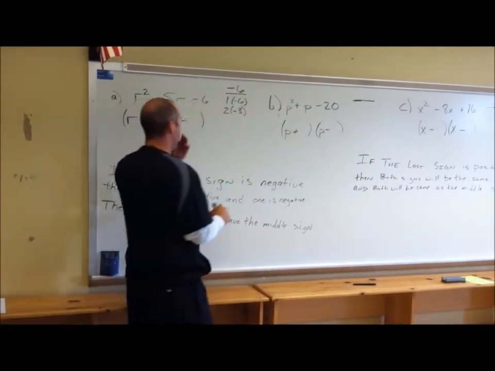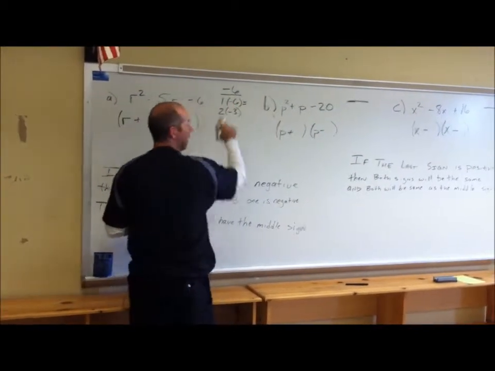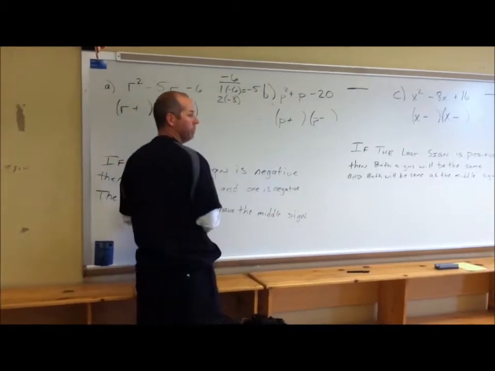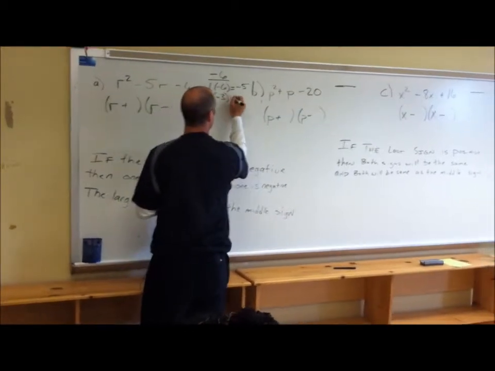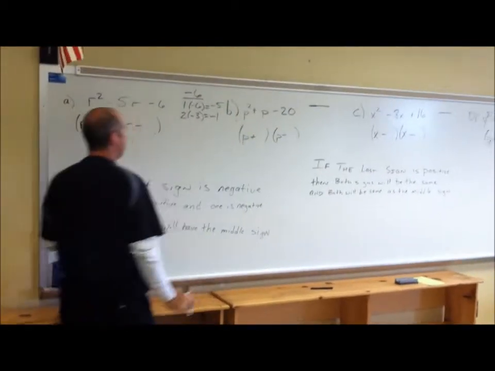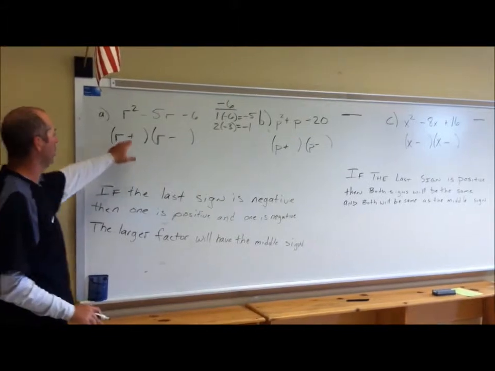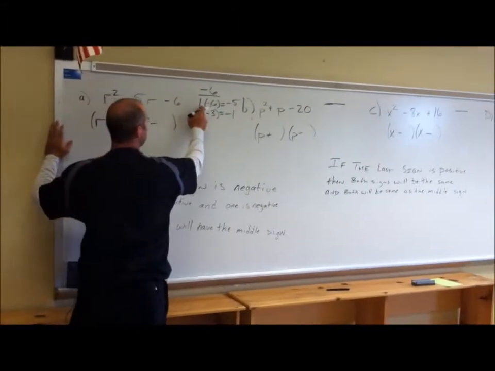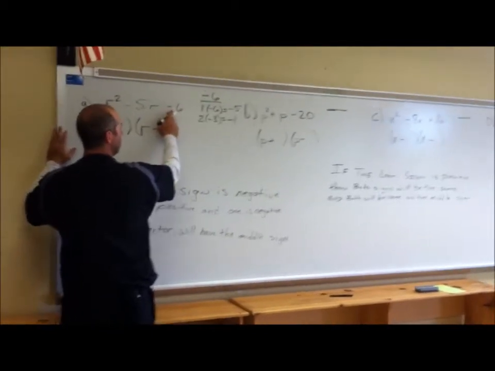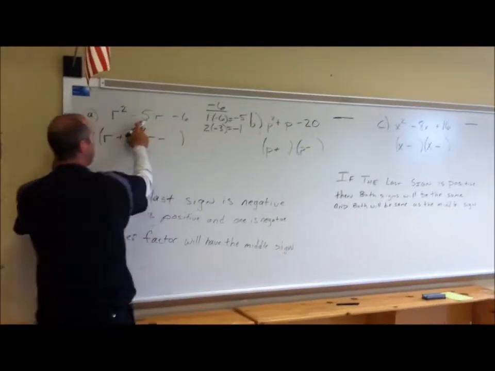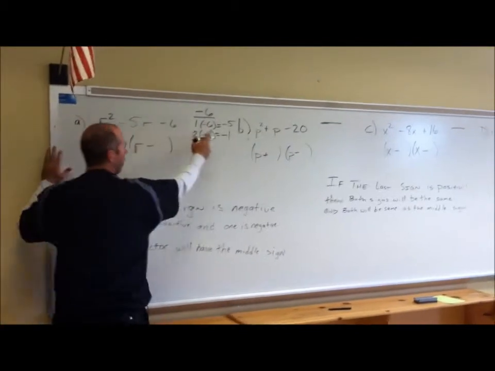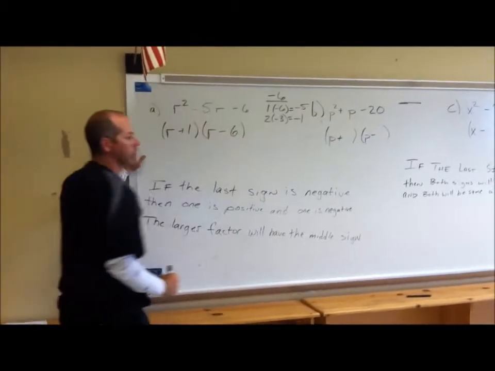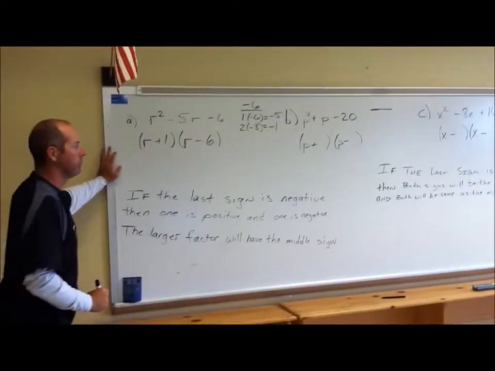All right, so all I'm going to do now is add. 1 minus 6 is negative 5. 2 minus 3 is negative 1. Now, how do we know which one it is? I need two numbers that multiply to give me negative 6 and add together to give me negative 5. There are my factors: a positive 1 and a negative 6. All right, let's look at this one.